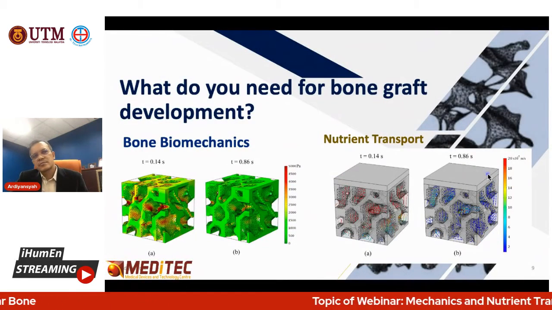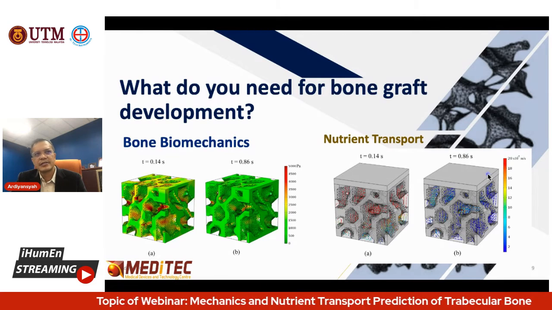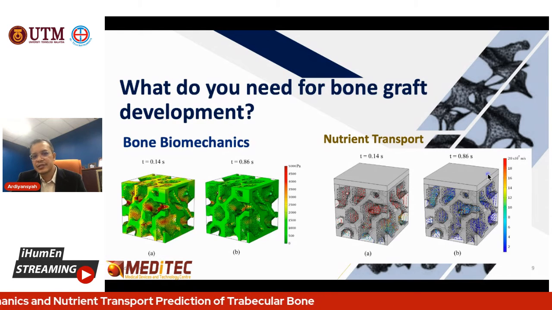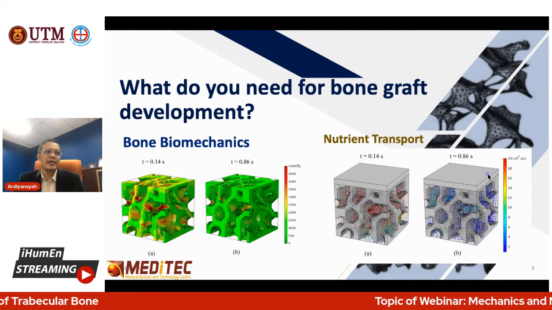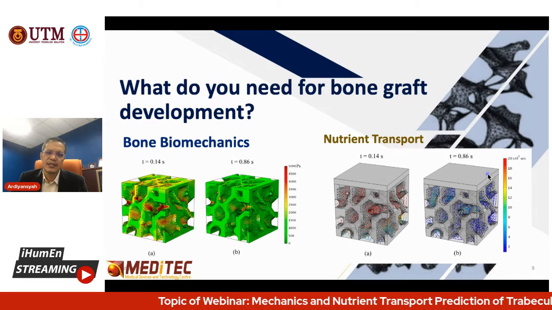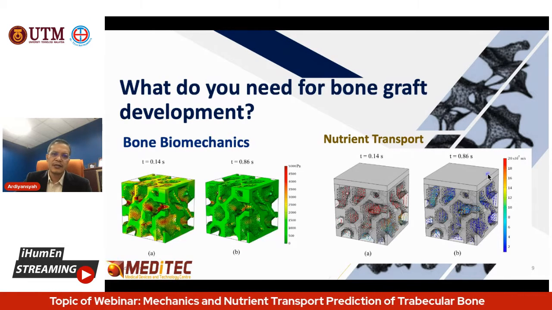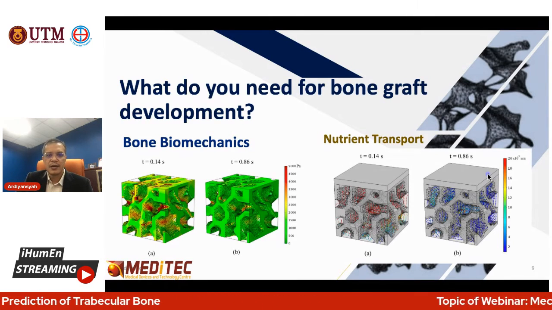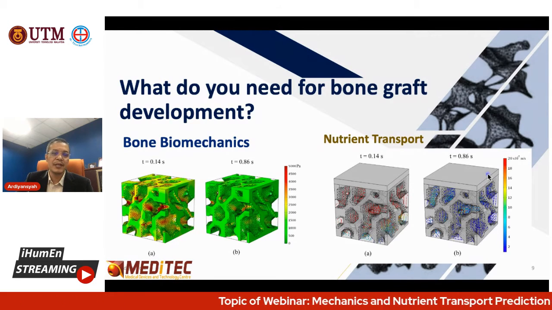There is a question: what do you need for bone graft development? There are two units. The first is bone mechanics. The other is nutrient transport, or the fluid flow in the cancellous bone. We need to study first related to trabecular bone. Then after that, we are able to construct the bone graft, and that makes your bone graft better.